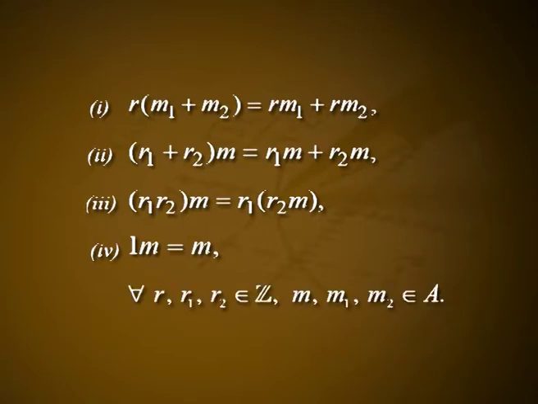For every r, r1, r2 belongs to Z, m, m1, m2 belongs to A. Similarly, it can be seen that A is a right Z module.